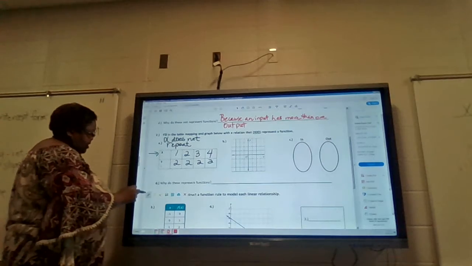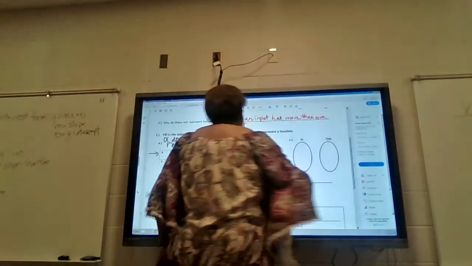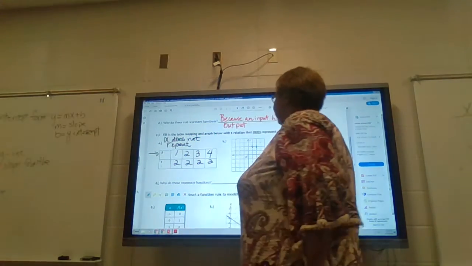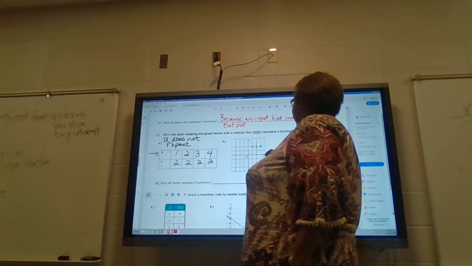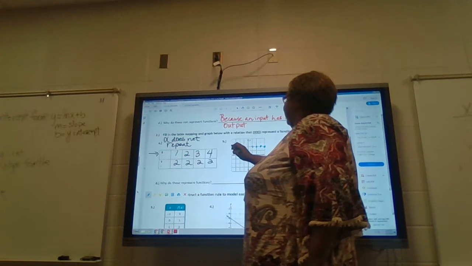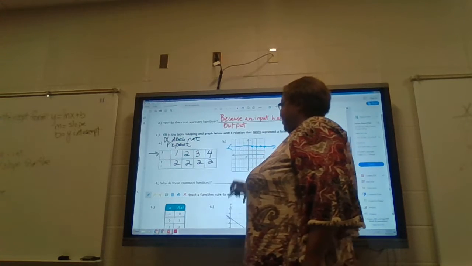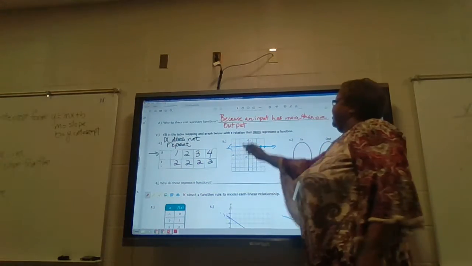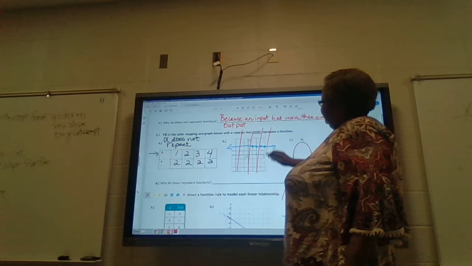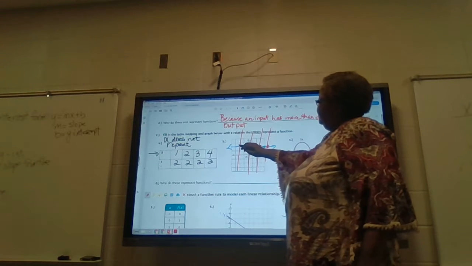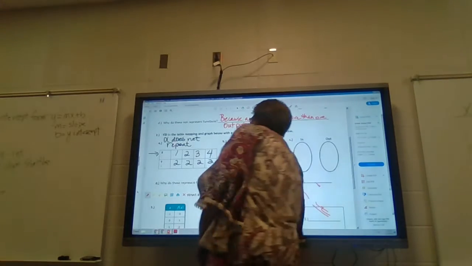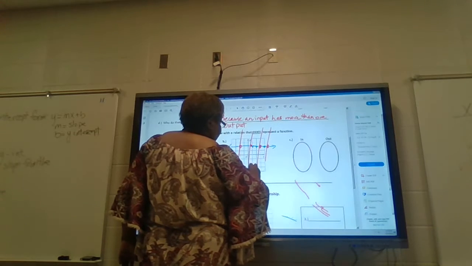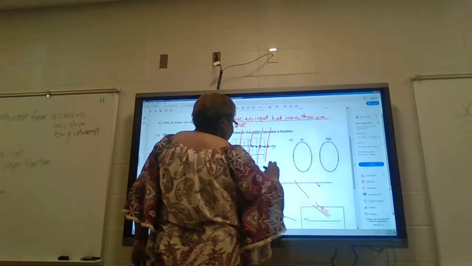So let's plot these points. I'm going to change colors. So where x is 1, y is 2. When x is 2, y is 2. When x is 3, y is 2. And when x is 4, y is 2. So we have a good old horizontal line, which passes the vertical line test, because if I draw a vertical line anywhere along here, I'm only going to hit 1 point vertically. So it passes the vertical line test. So you're only looking for it to hit 1 point.